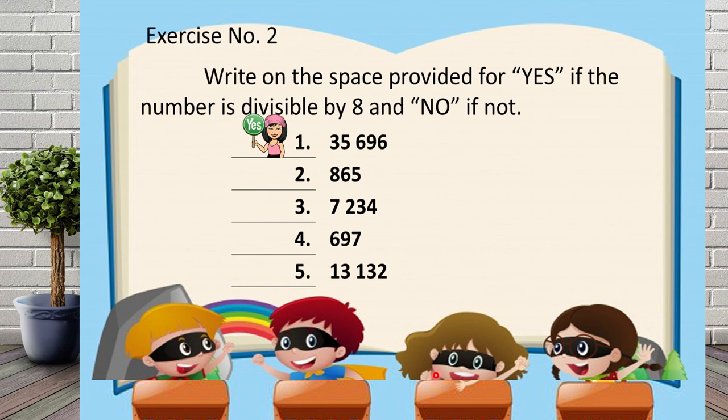For number 2, we have no. So for number 1, 696 is divisible by 8. For number 2, 65 is not divisible by 8. 96 is divisible by 8. Then for number 3, no, 234 is not divisible by 8. Number 4, 697, it is a no. And for number 5, it is still a no.